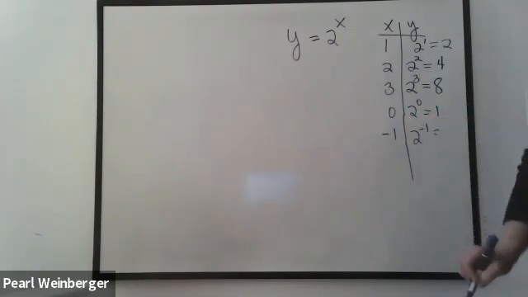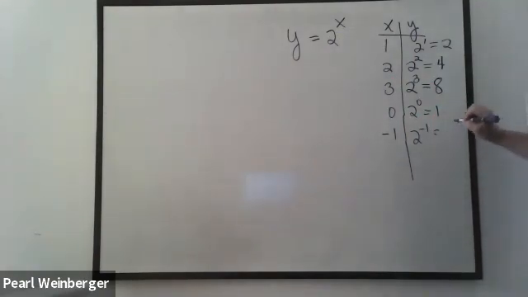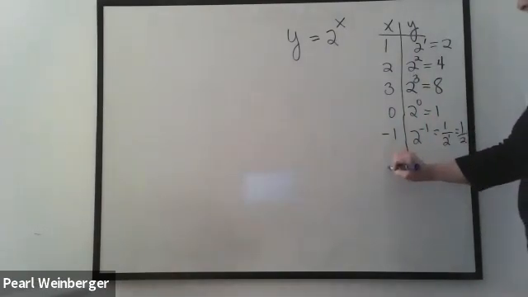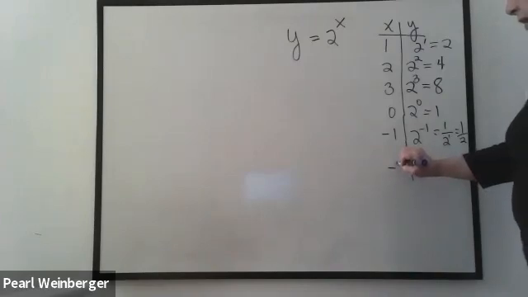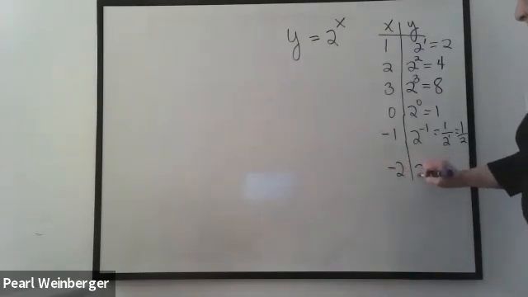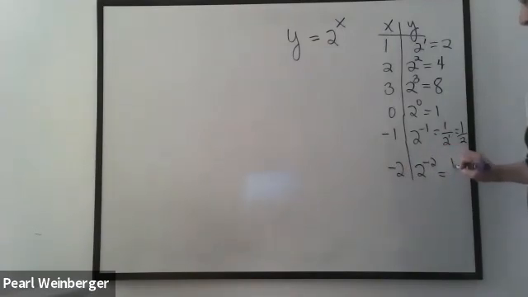Remember what a negative exponent tells us. It tells us to take its reciprocal. So that would be 1 over 2 to the 1, which is a half. Let's do one more. What if I picked X to be negative 2? Then my Y would be 2 to the negative 2, which is 1 over 2 squared, or 1/4.